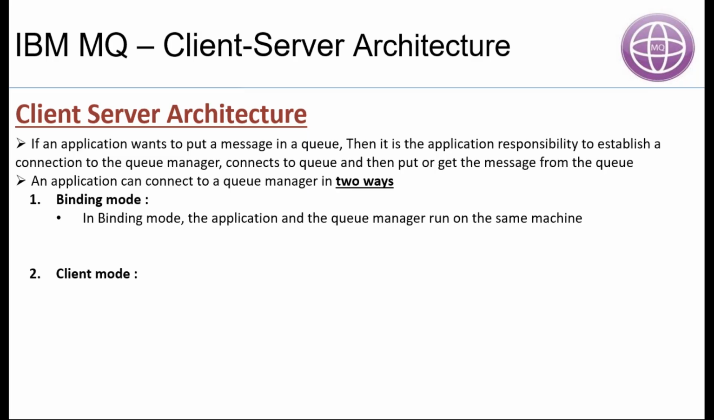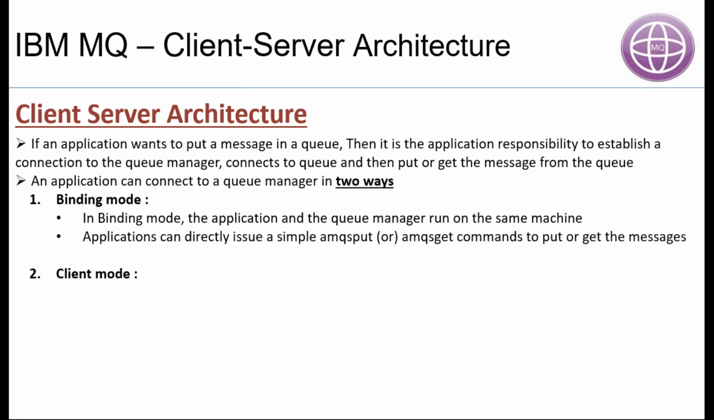So how does an application connect to MQ? There are two types: binding mode connectivity and client mode connectivity. In binding mode, the application and the queue manager run on the same machine. Till now we have been using the amqsput and amqsget programs, right? The queue manager is running on the same machine, and the amqsput and amqsget programs also lie on the same machine. So it's binding mode connectivity, and till now we have been working on binding mode connectivity.